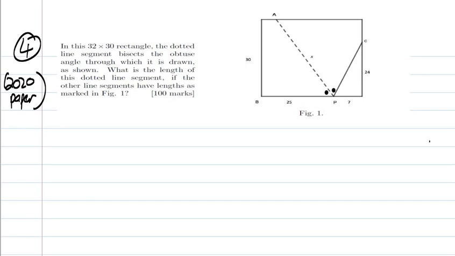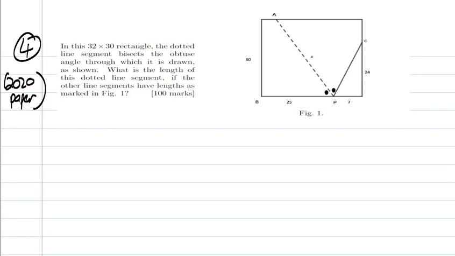The question was in last year's South African Teams Maths competition. In the Teams paper, you get 10 problems, and each problem is 100 points. The question goes as follows. In this rectangle, 32 by 30, the dotted line segment bisects the obtuse angle through which it is drawn, as shown. What is the length of this dotted line if the other line segments have sides as mentioned? That's 30, that's 25, that's 7, and that's 24.